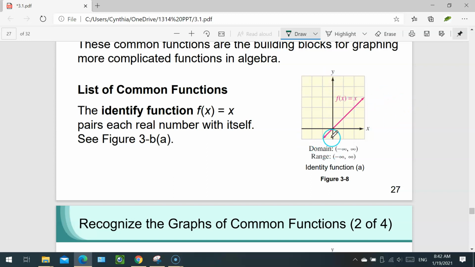It's a straight line. It goes toward the positive forever and the negative forever. So we call this a linear function. The domain is negative infinity to positive infinity. And the range is negative infinity to positive infinity as well. So the first one is linear.